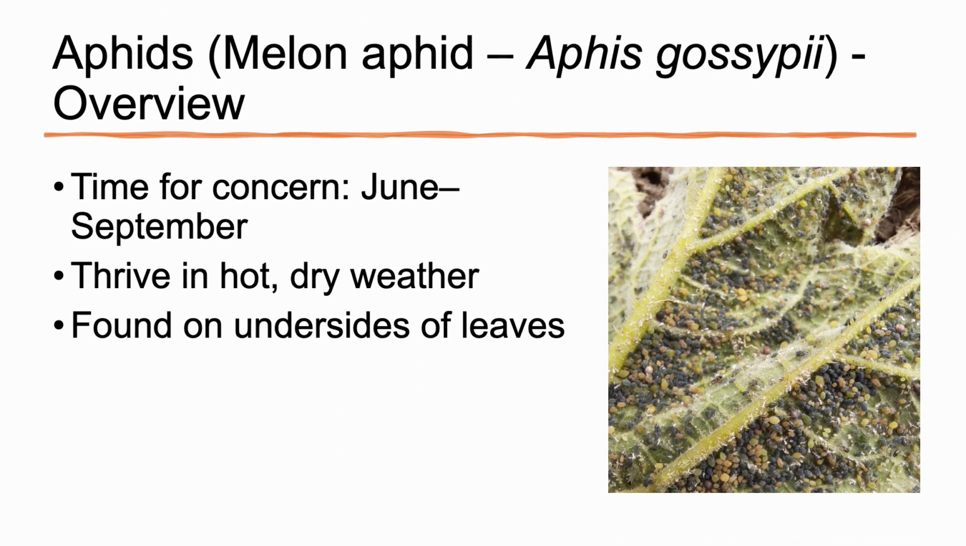Now that we've covered the basics of scouting, let's take a closer look at our first key pest, the melon aphid. Melon aphids are a common pest in cucurbit fields, especially from June through September. They do best in hot, dry weather and can build up quickly under those conditions. You usually find them on the undersides of leaves, as you can see on the image on the screen now, which is a cucurbit leaf with its underside completely covered with aphids. This is why careful scouting is so important.